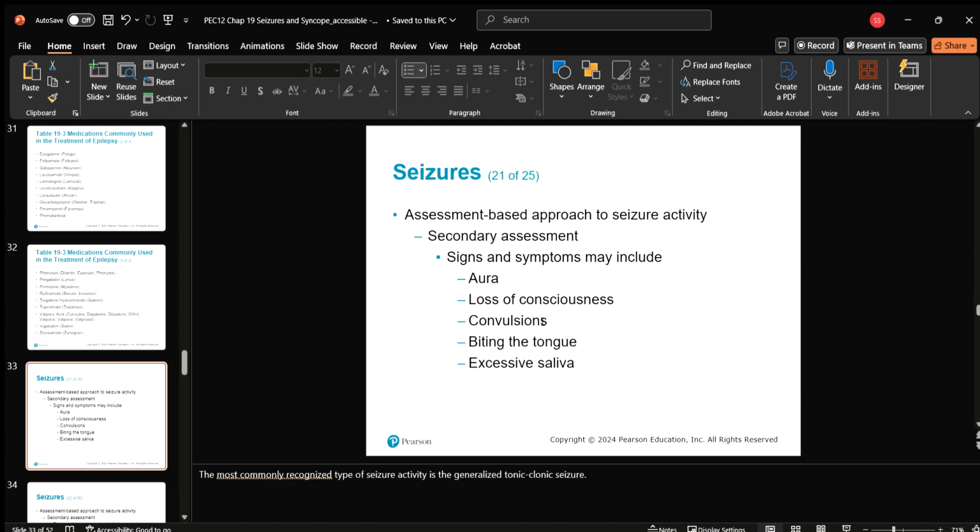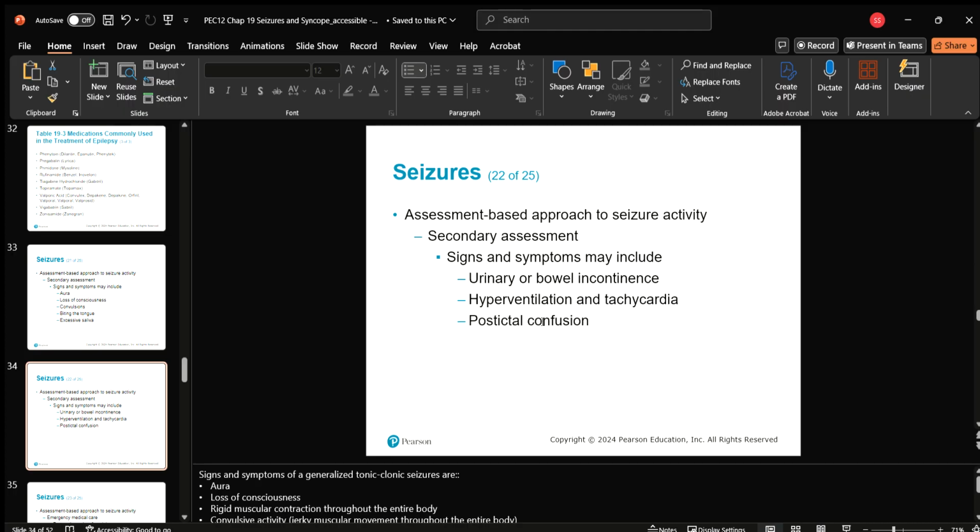Okay, here's just some more. We talked about the signs and symptoms that we may see if someone is having a seizure. The aura, again, what is the aura? The warning. Then the loss of consciousness. Then we go into that tonic-clonic phase. They might bite their tongue, and we might have excess saliva, so we may have to suction their airway when they come out of it.